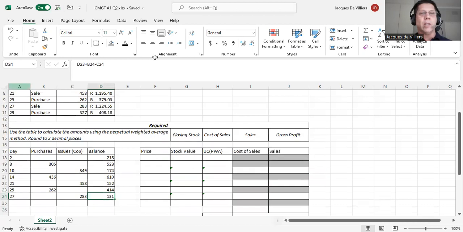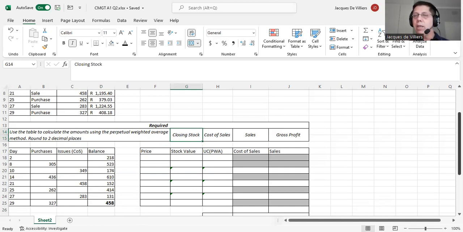So on the 29th of the month, we go and we purchase for the last time this month an additional 327 units. And we end the month with a closing stock of 458 units. And that is exactly the first thing that we were supposed to calculate. So that was easy. We've calculated our closing stock.